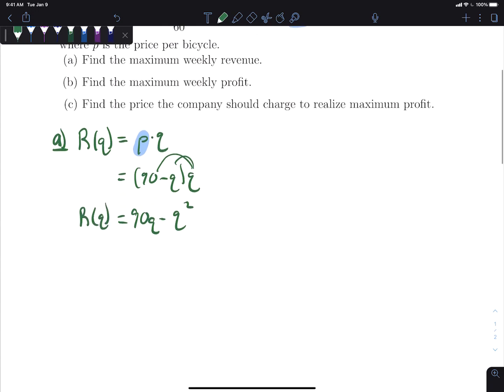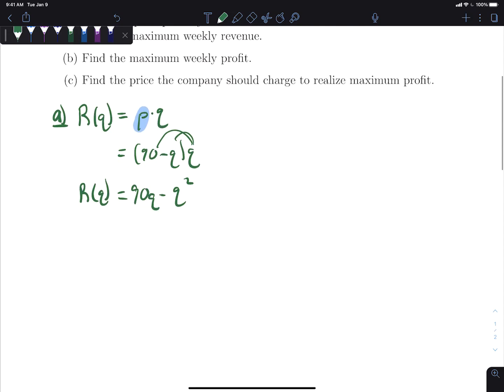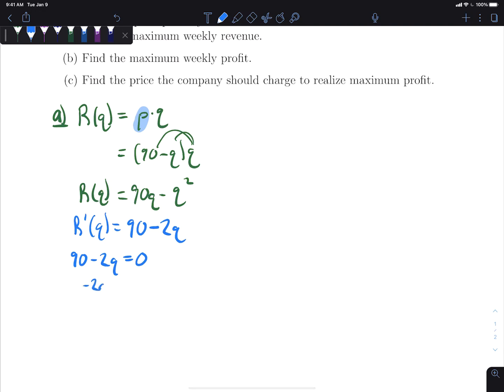Notice that it is, in fact, quadratic. And we want to find the maximum weekly revenue. To do that, we first need to find the derivative. So R prime of Q is 90 minus 2Q. And we find any critical numbers here. To find critical numbers, take the derivative and set it equal to 0. Subtract the 90. Divide by negative 2. So Q equals 45.